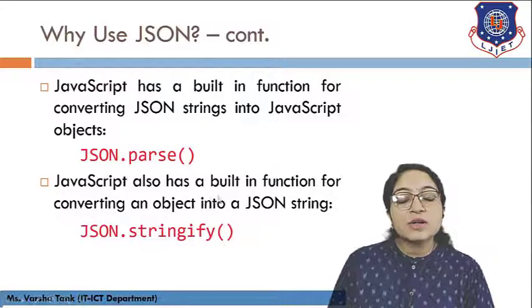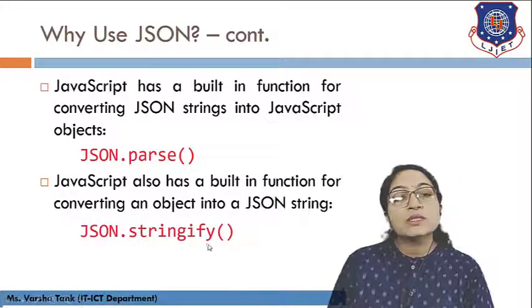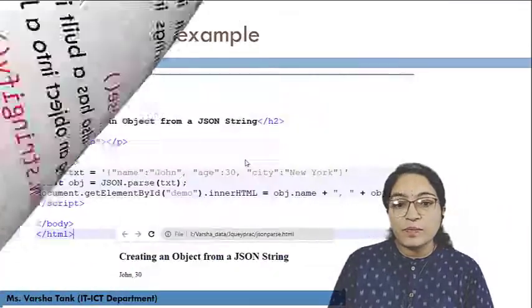And next, JavaScript also has a built-in function for converting an object into a JSON string. So for that you have to use JSON.stringify. Okay, so this is the way you have to use JSON.parse and JSON.stringify.